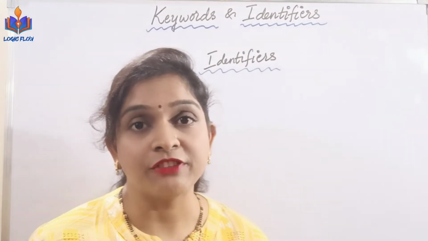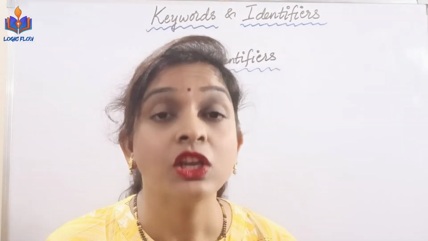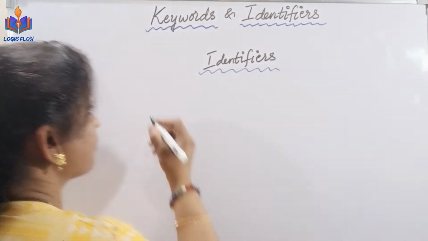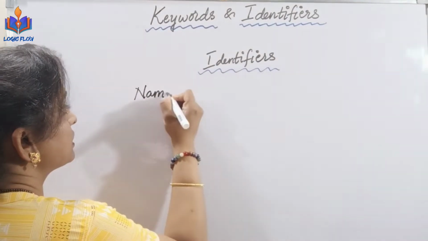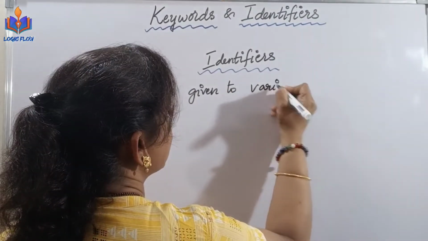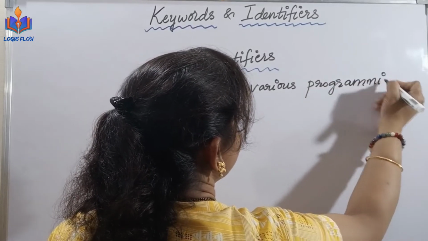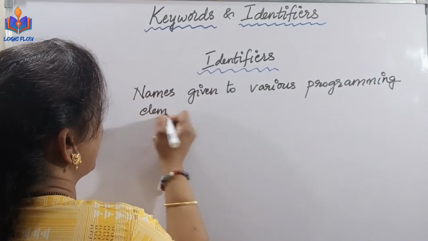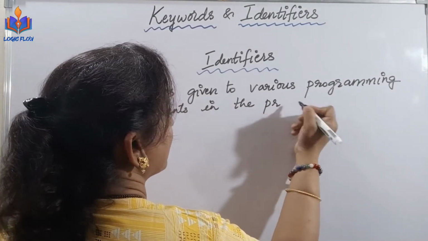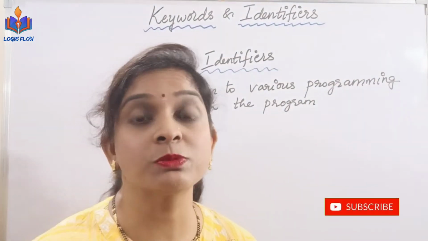So let's talk about identifiers. What are these identifiers? The name itself tells you: identify. It is going to identify something. So what is that something here? It is nothing but programming elements. Identifiers are the names that we give to various programming elements. We make use of many programming elements in the program. So identifiers are the names that we give to various programming elements in the program. So which are those programming elements?